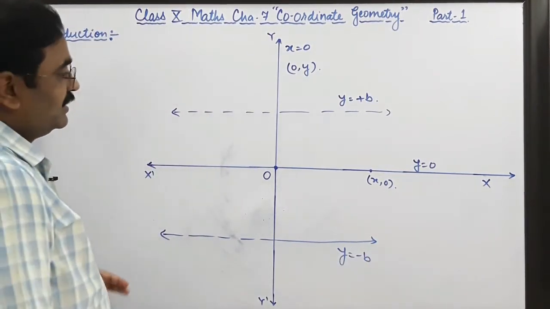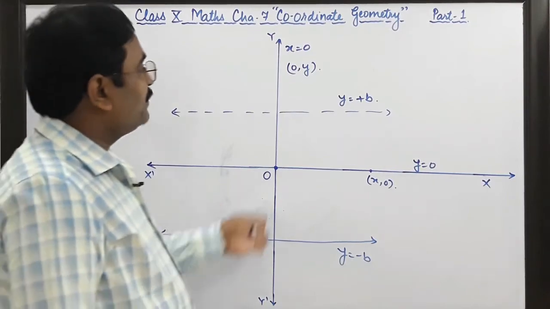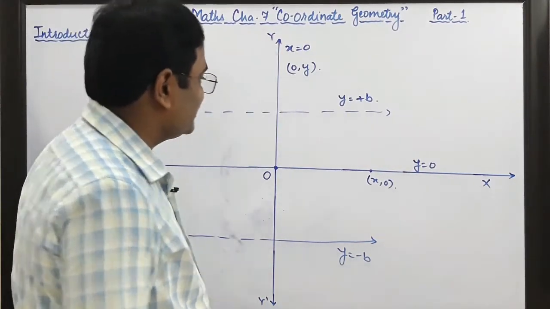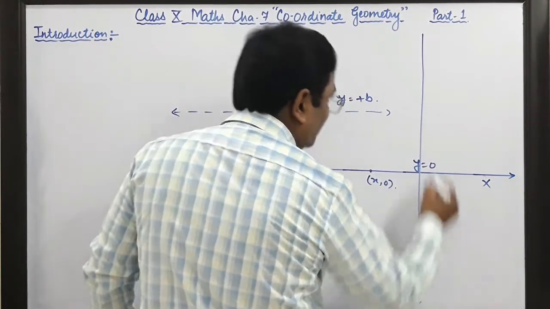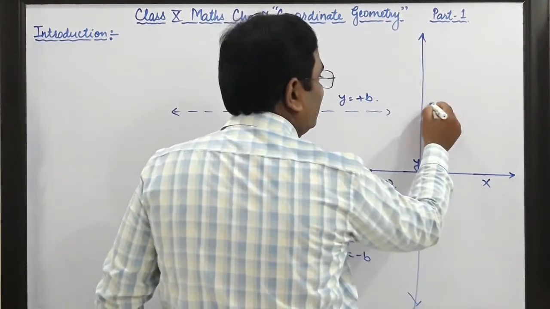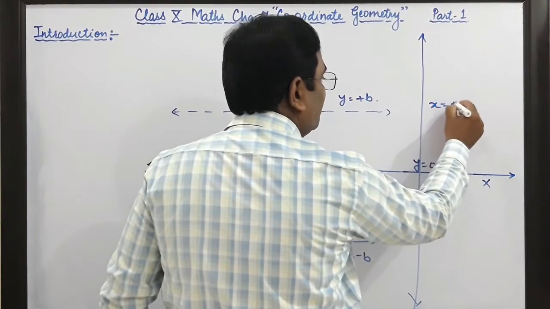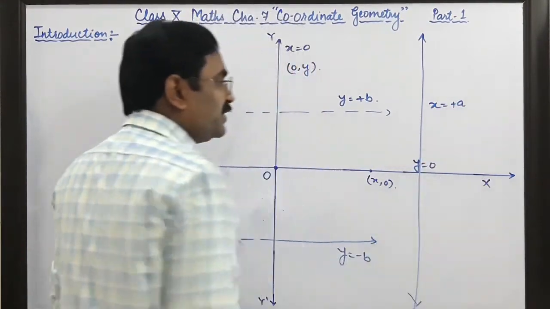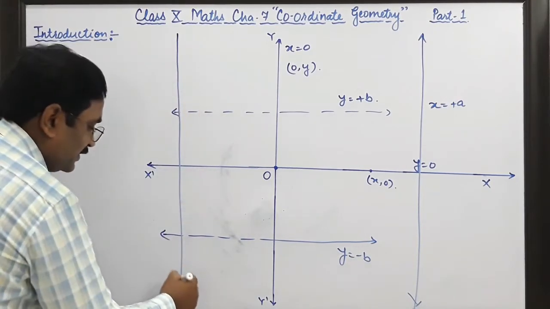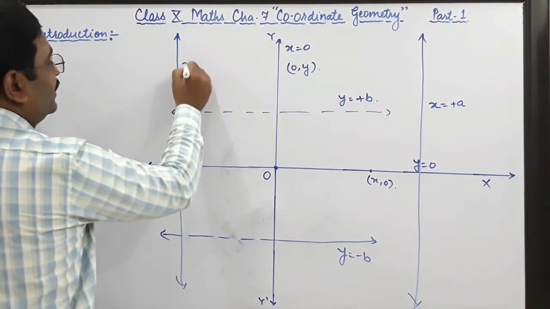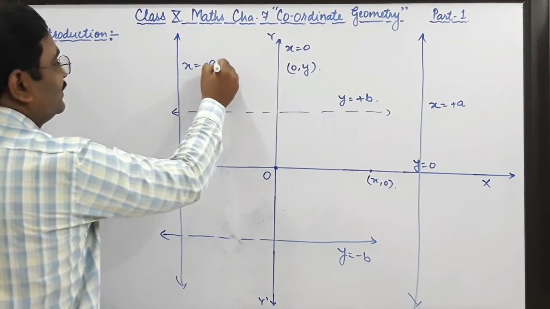Right? Similarly, the equation of a line parallel to the y-axis will be in this form, and this can be written as x equals plus a in the positive direction, and if it is in this direction, in the negative direction, its equation will be x equals minus a.